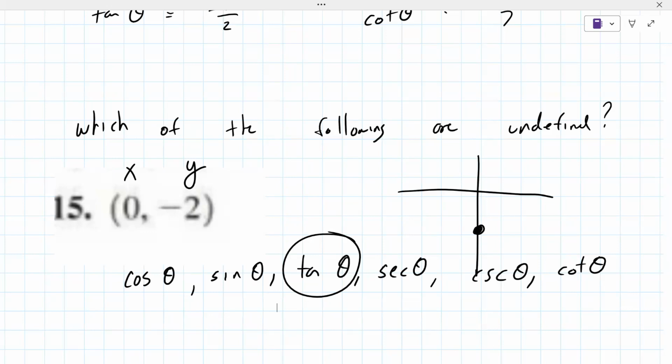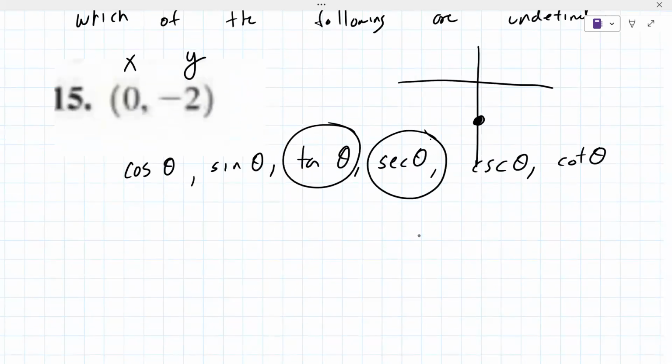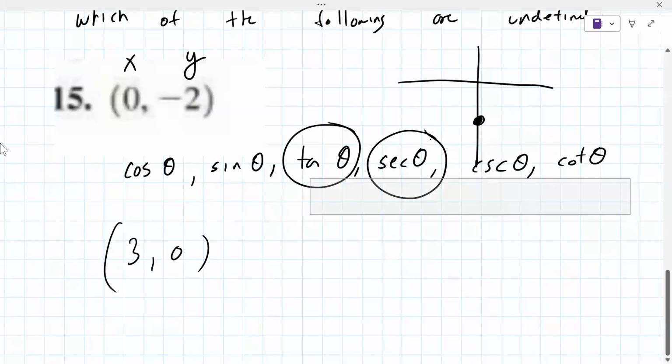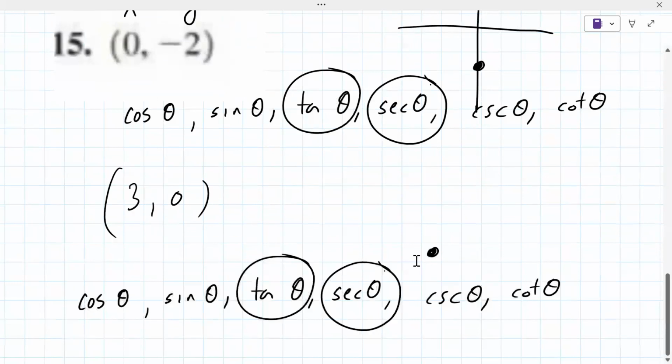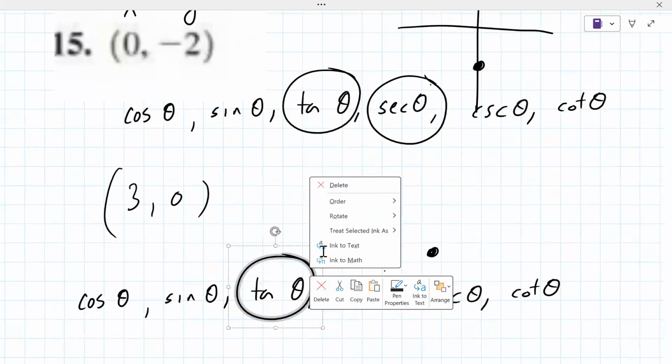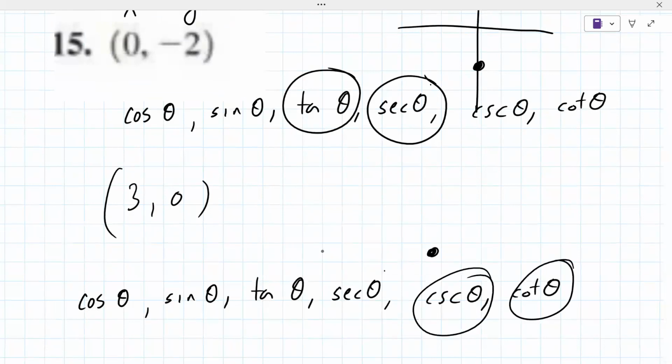Secant? It's because secant is a reciprocal of cosine. So to answer your question, let's say it was like 3-0, and we were asked for the same question here. It would be cotangent and cosecant.